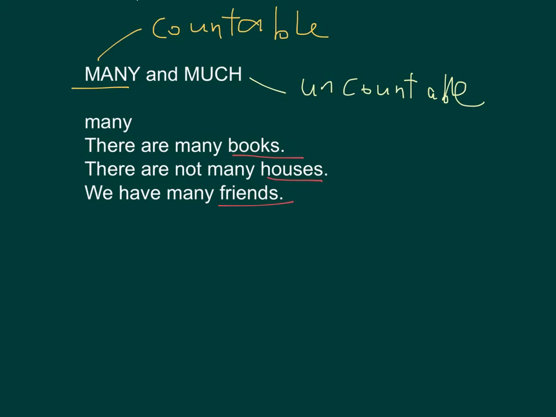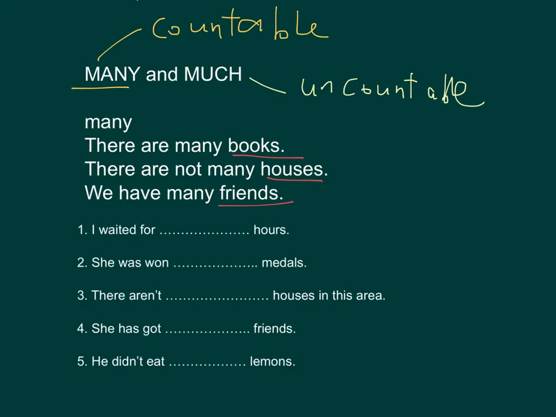Okay, so let me give you more examples. I waited for many or much hours. So the number of hours can be counted. So we use many instead of much, because 1 hour, 2 hours, it is countable.